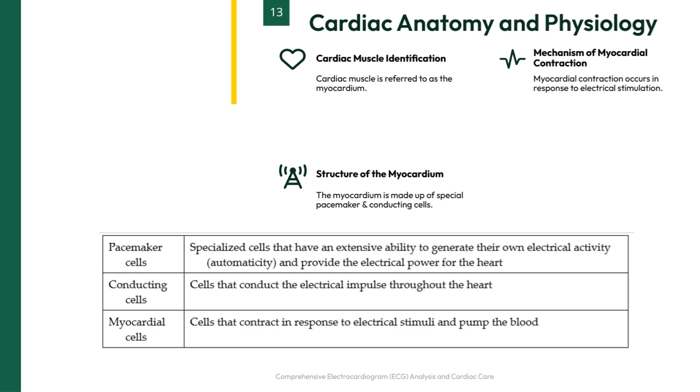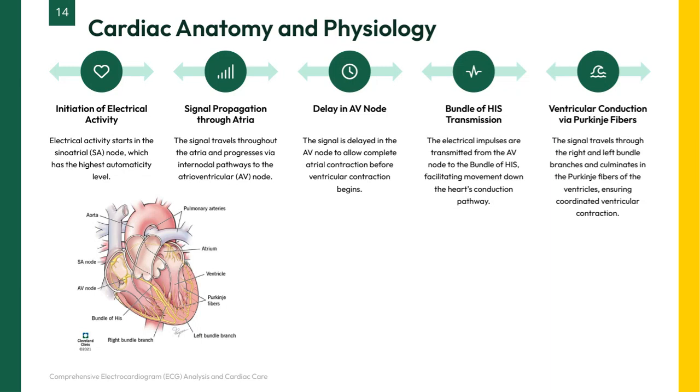Now, the myocardium isn't just any muscle, it has a unique structure. It contains special pacemaker and conducting cells that coordinate these electrical signals, ensuring the heart beats in a regular and efficient rhythm. These specialized cells are critical for maintaining a consistent heartbeat. The heart's electrical activity begins in the sinoatrial or SA node, which acts as the natural pacemaker because it has the highest level of automaticity.